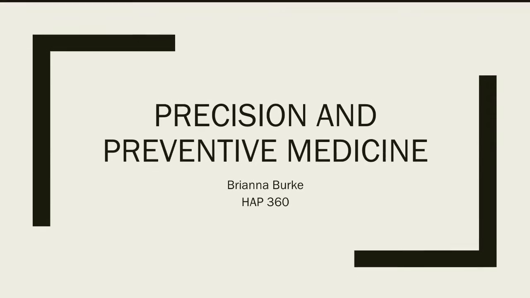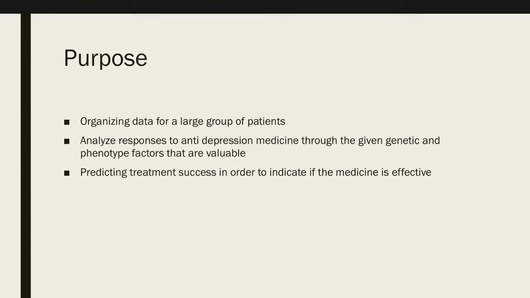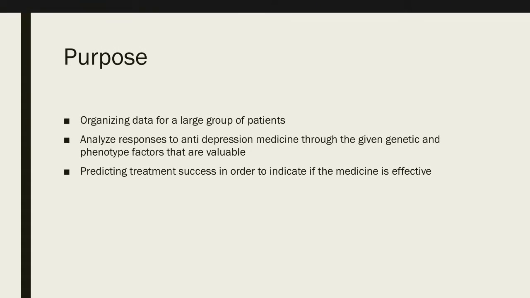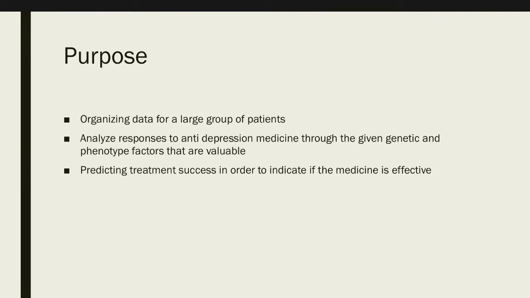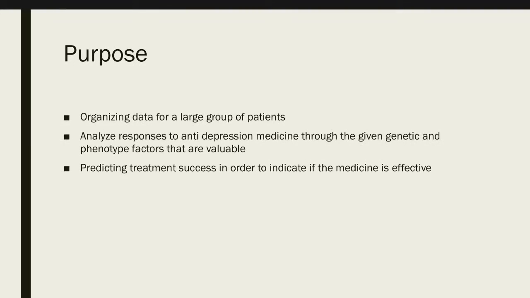Precision and preventive medicine. The purpose of this assignment is to understand the skills associated with being able to analyze patient responses. In this example, antidepressant medicine within a large group of patients. This skill helps analyze responses to antidepressant medicine through the given genetic and phenotype factors that are valuable, predicting treatment success in order to indicate if the medicine is effective as well.